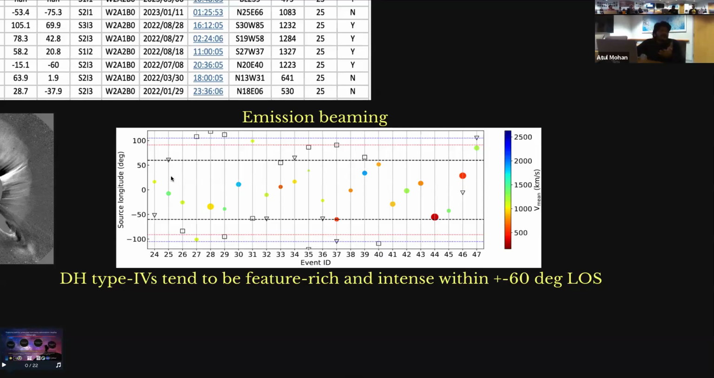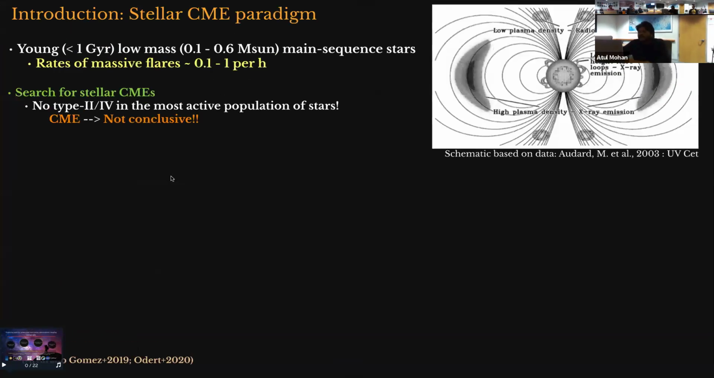And when you plan observations for other stars to detect these kind of CME associated bursts, especially the type 4s, we have to care about this line of sight in choosing the active regions, right?